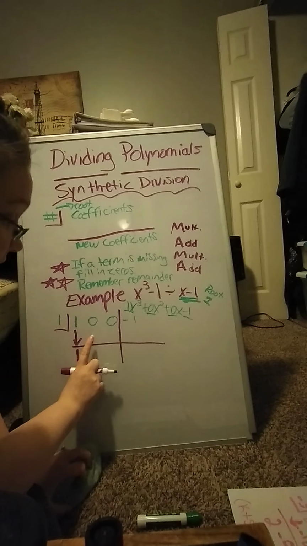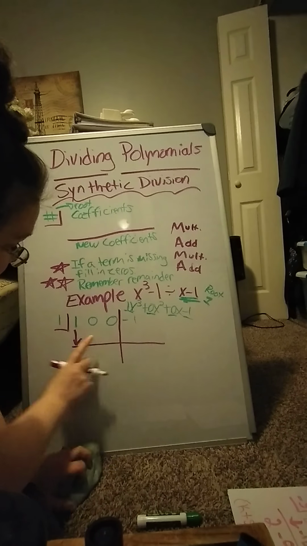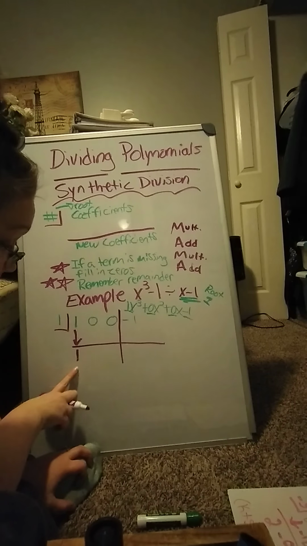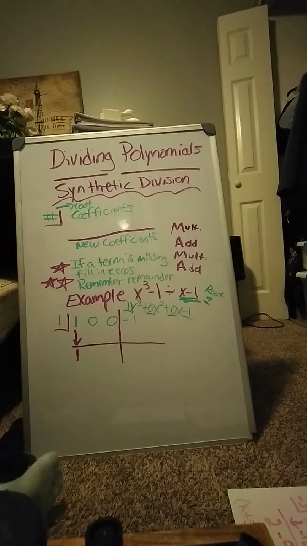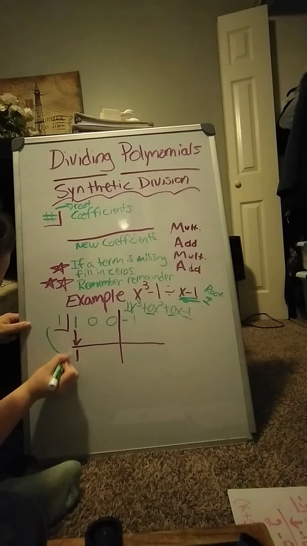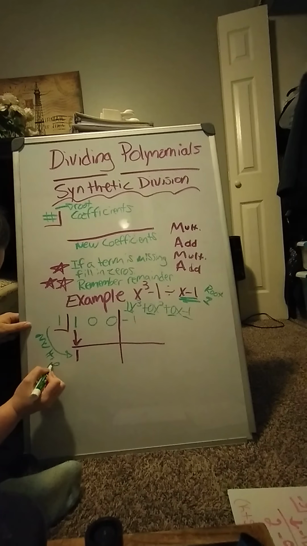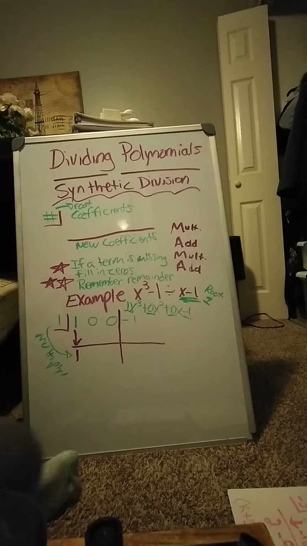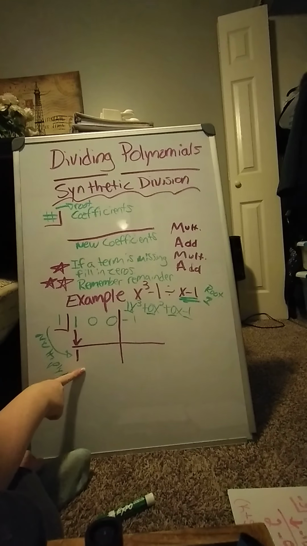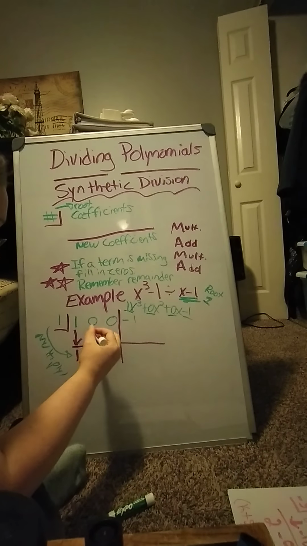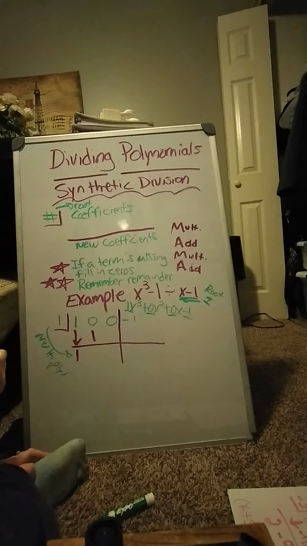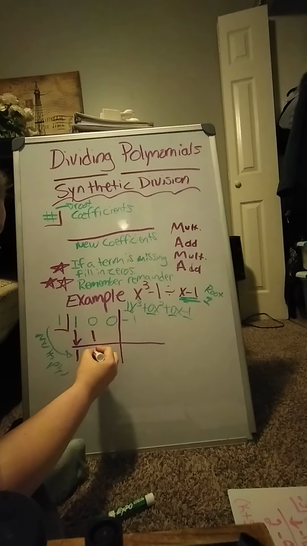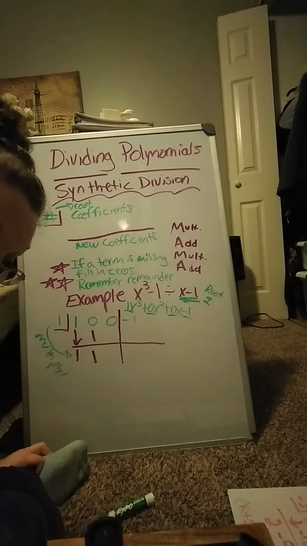Now, to find the number that comes next, I take the outside and multiply it by the bottom, okay? So I am going to take these two guys, and I'm going to multiply. So I do 1 times 1, that gives me 1, and I write it here. And then I add down, okay? 0 plus 1 is 1, and I put it there, okay?